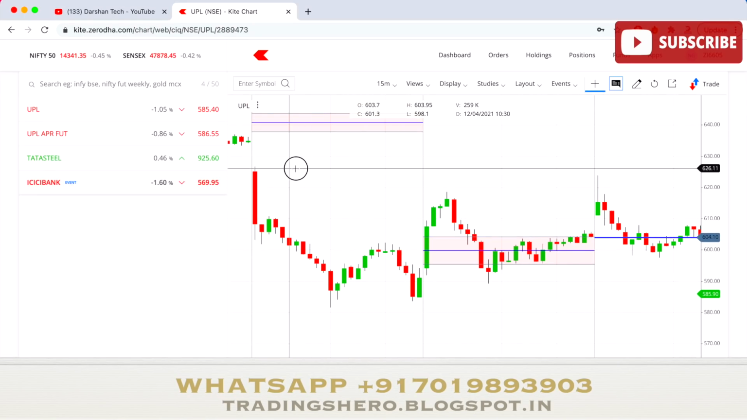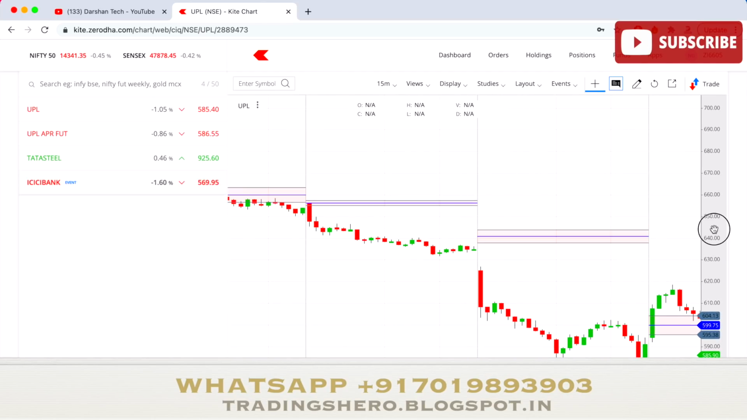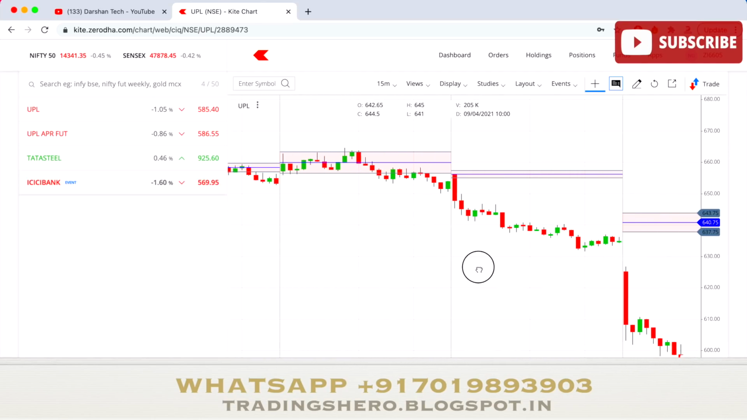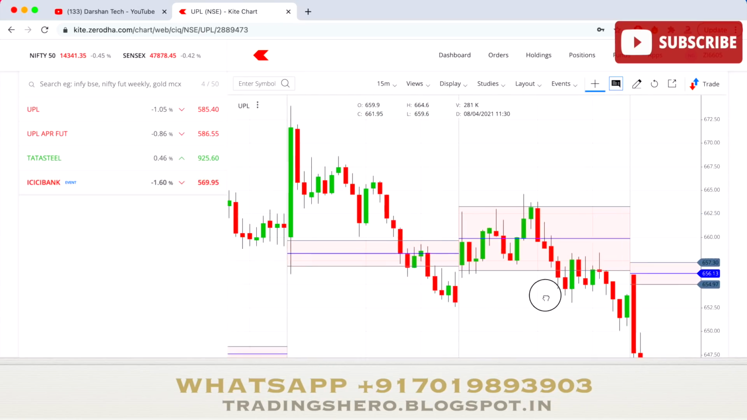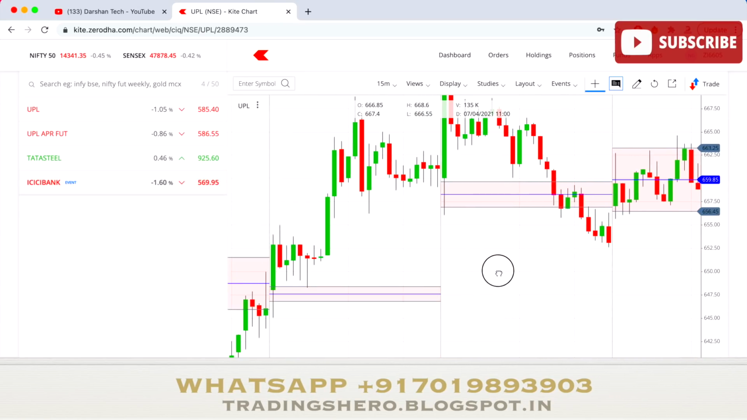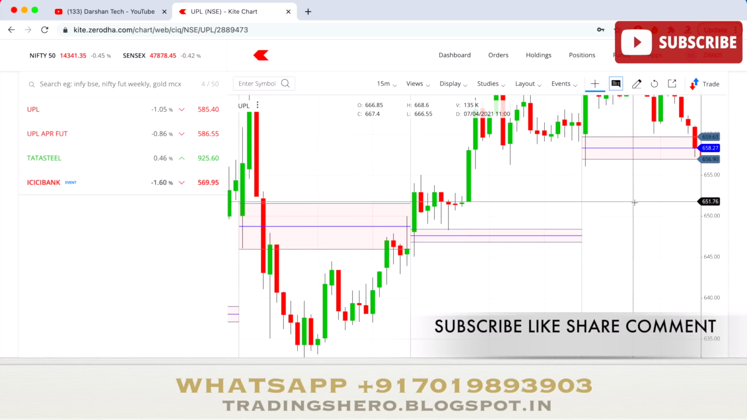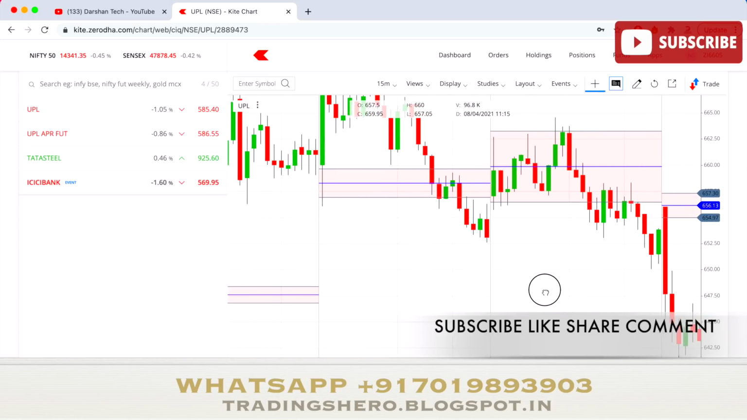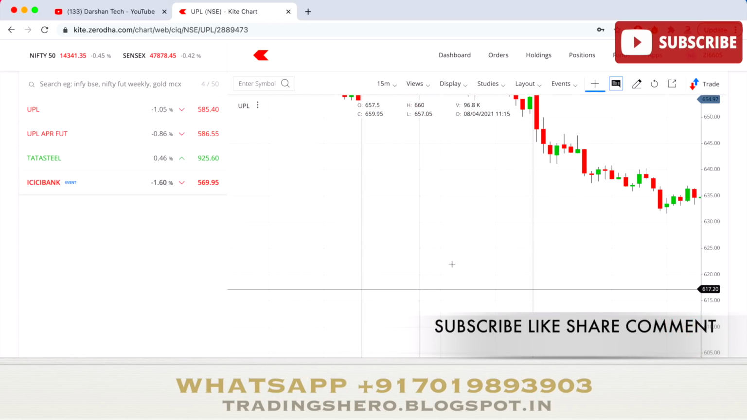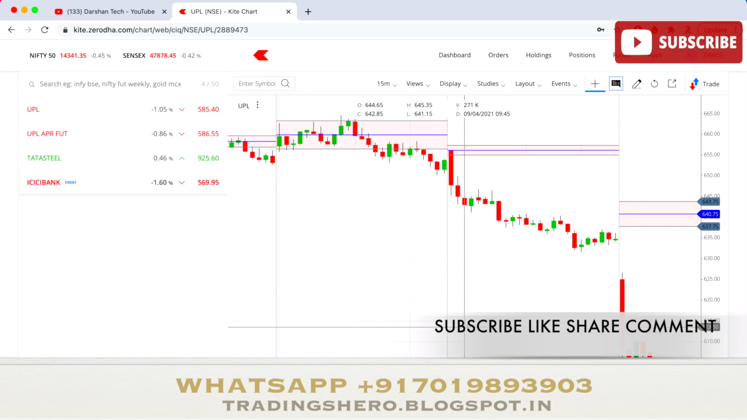So guys, with that being said, now let's talk about the CPR, that is the Central Pivot Range. Let me explain it now. You can see CPR is formed in different ways on different days' charts. Sometimes it is wider, sometimes it is narrow. Now let me explain how you can identify the next day's trend by using CPR.